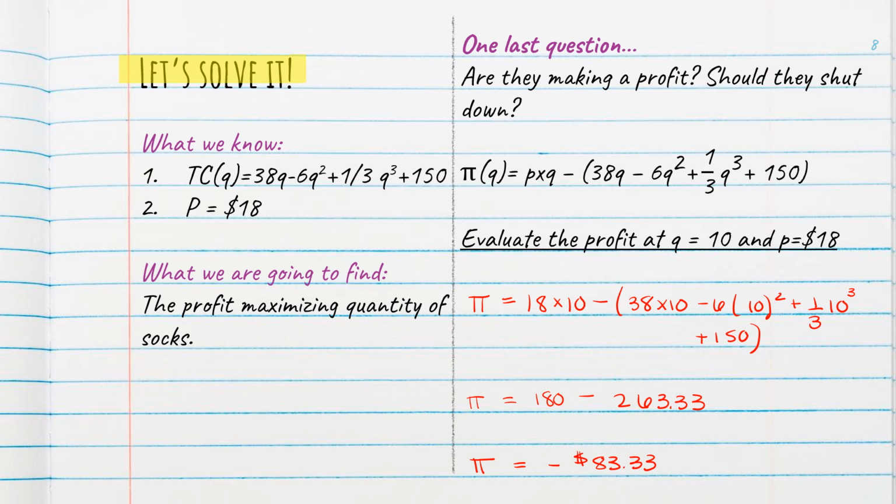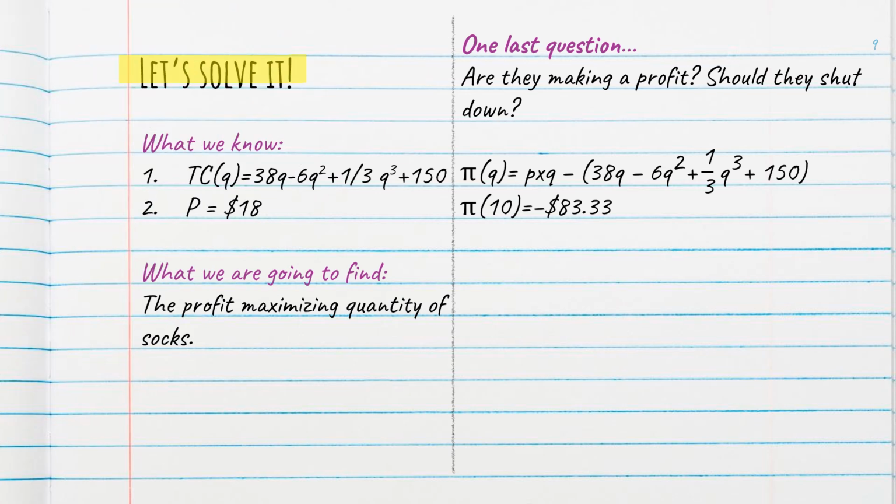So remember, the question that we're trying to answer here is, are they making a profit? And should they shut down? So far we've determined no, they're not making a profit. They're actually making a loss of $83.33. But we can't determine whether they should shut down based off of this number alone. We need to compare this number to the profit they would get from shutting down.